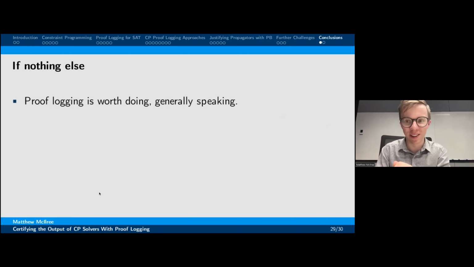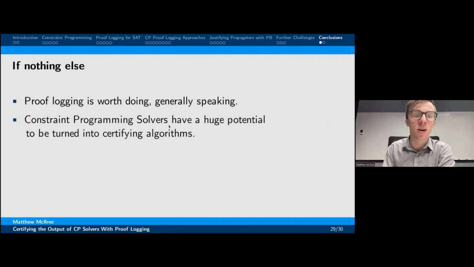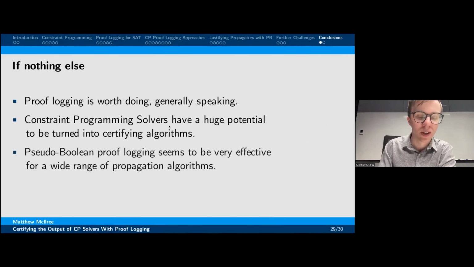So just quickly, I know I'm over time, very sorry. Just the conclusions, if you take away nothing else from this talk: proof logging is worth doing, generally speaking, and constraint programming solvers have a huge potential to be turned into certifying algorithms, even if they are not currently certifying algorithms in the current state of the art. There's really no strong reason why they couldn't be or shouldn't be. This is a problem that is eminently solvable and thus a strong target for research.